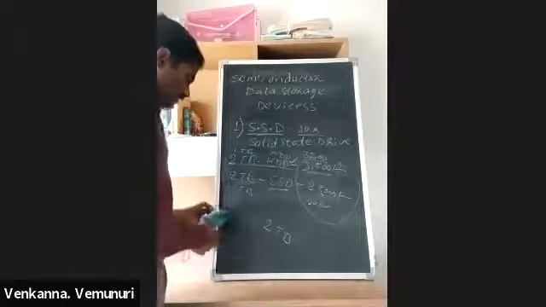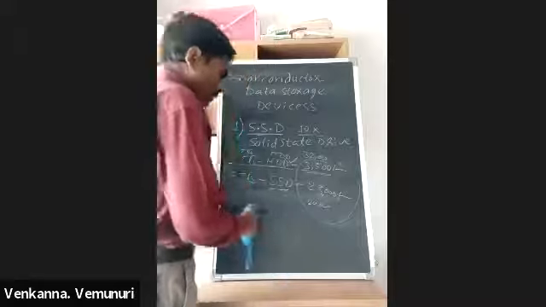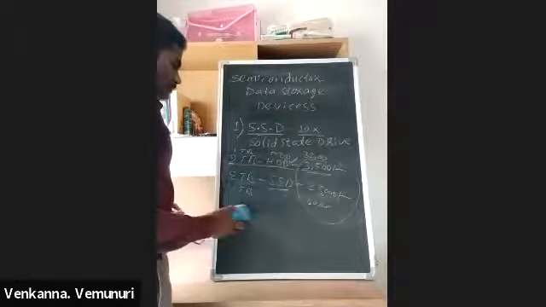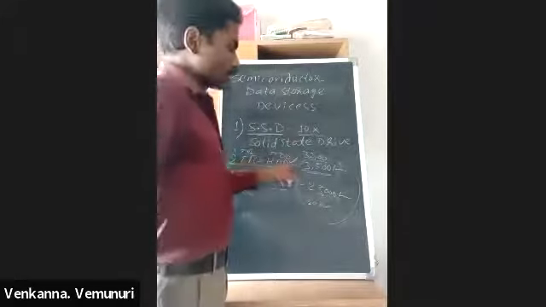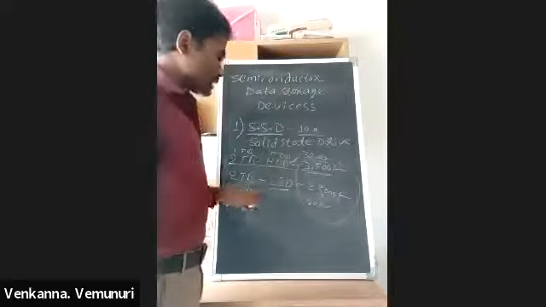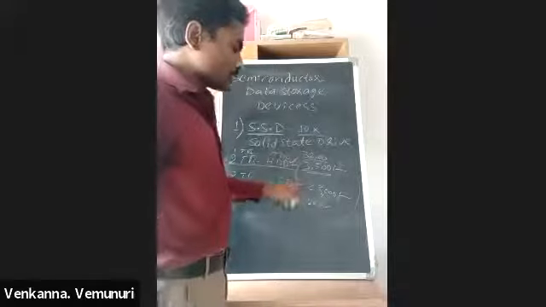If we use an SSD drive, the price varies. Here you see, a 2 TB normal hard disk is 3,500, and a 2 TB SSD drive is 23,000. This is the difference.